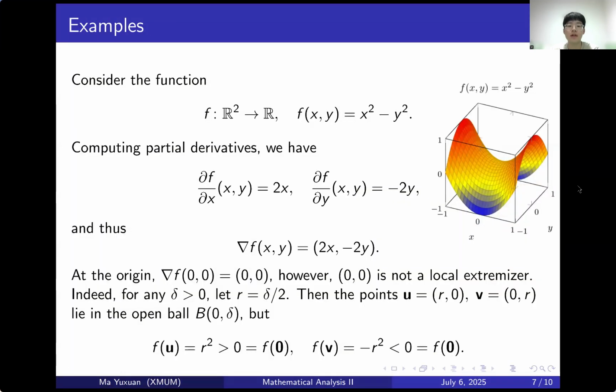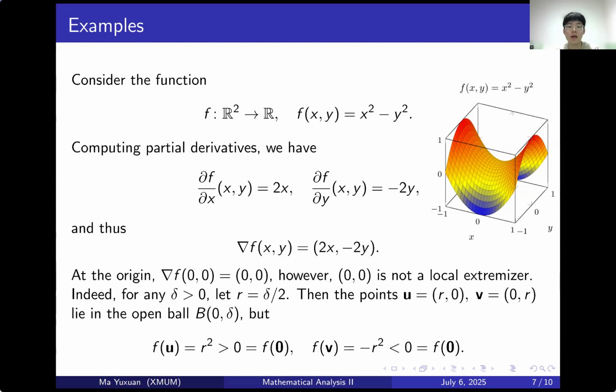Consider the function f(x, y) equal to x squared minus y squared. By computing, its gradient is (2x, minus 2y). At the origin, we have the gradient equal to (0, 0). But is the origin a local minimum or maximum? Actually, it's not an extremum at all.